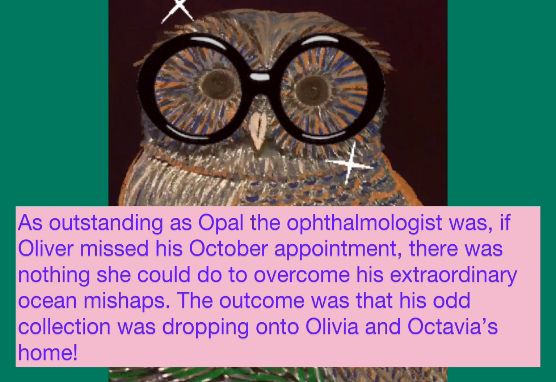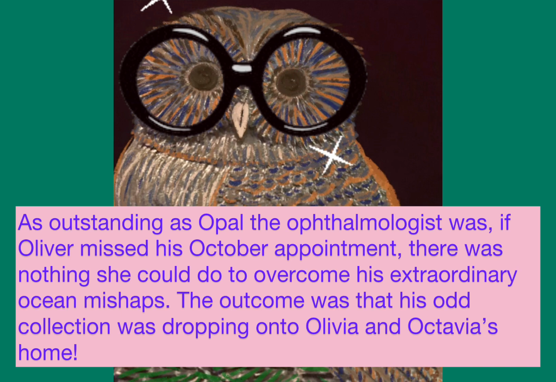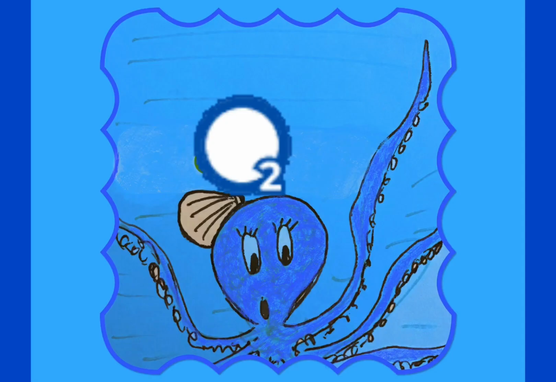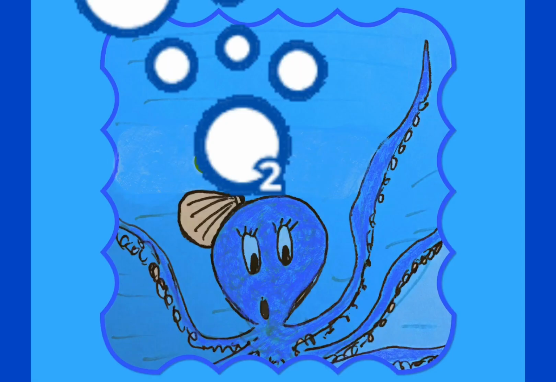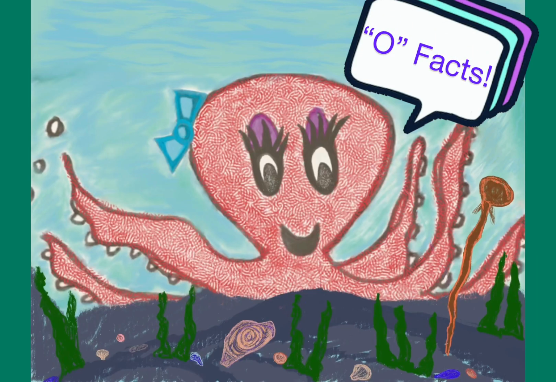As outstanding as Opal the ophthalmologist was, if Oliver missed his October appointment, there was nothing she could do to overcome his extraordinary ocean mishaps. The outcome was that his odd collection was dropping onto Olivia and Octavia's home. One day, as Olivia was opening her mouth to gulp some oxygen, her overly optimistic friend Octavia was offering up one fact after another. Octavia spouted, "According to Google, Oman is the only country that starts with the letter O.